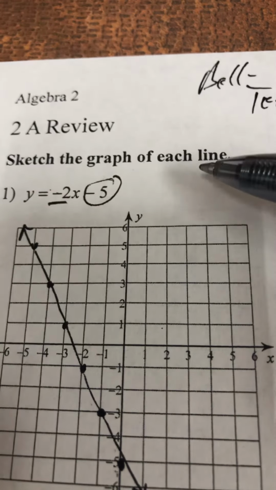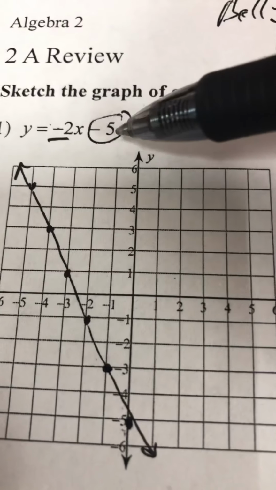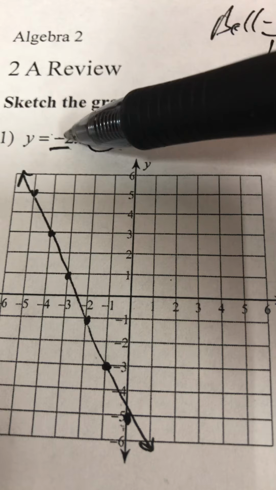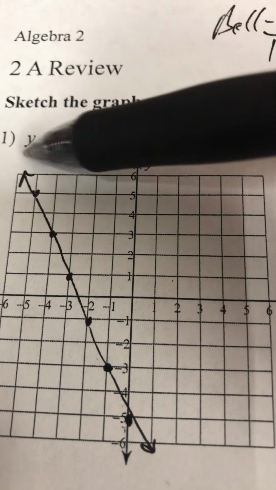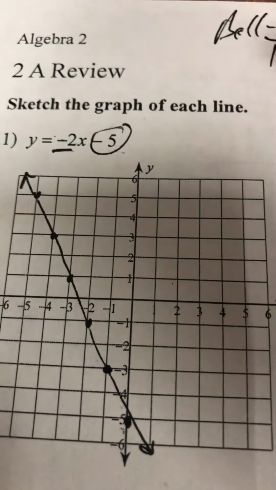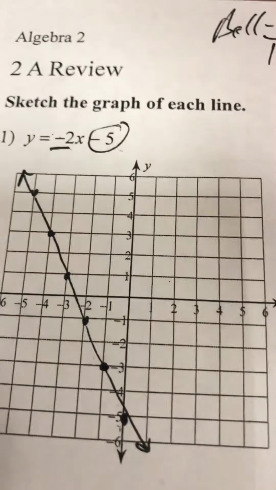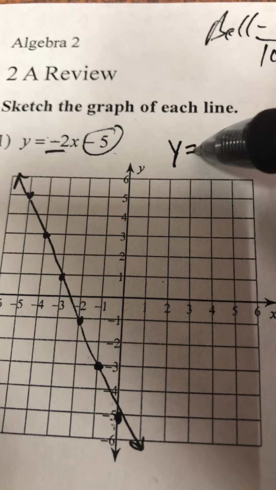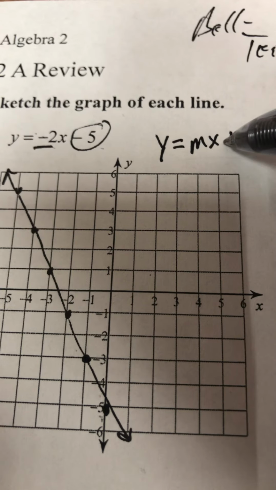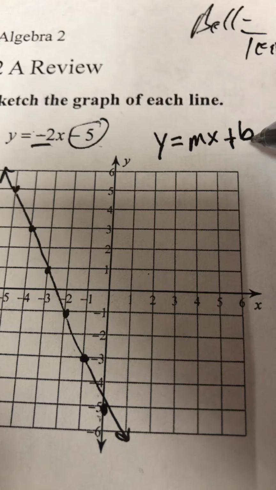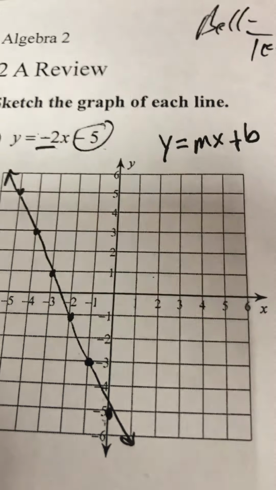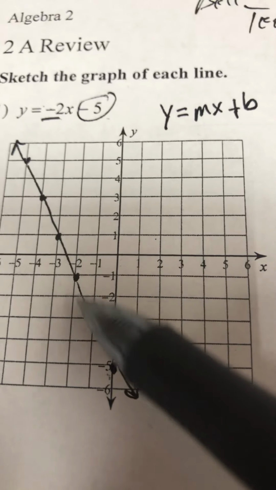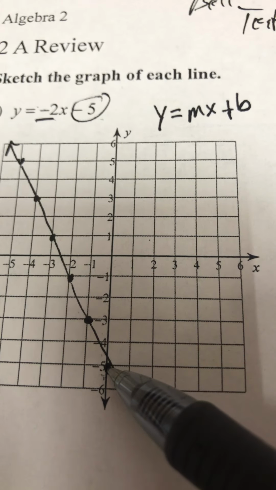It says to sketch the graph of each line. Remember, this is your y-intercept and this is your slope. You have y by itself, so I have nothing to do to this equation. I don't have to get y by itself because it already is. Remember, slope-intercept form is y equals mx plus b, where b is my y-intercept and m is my slope.